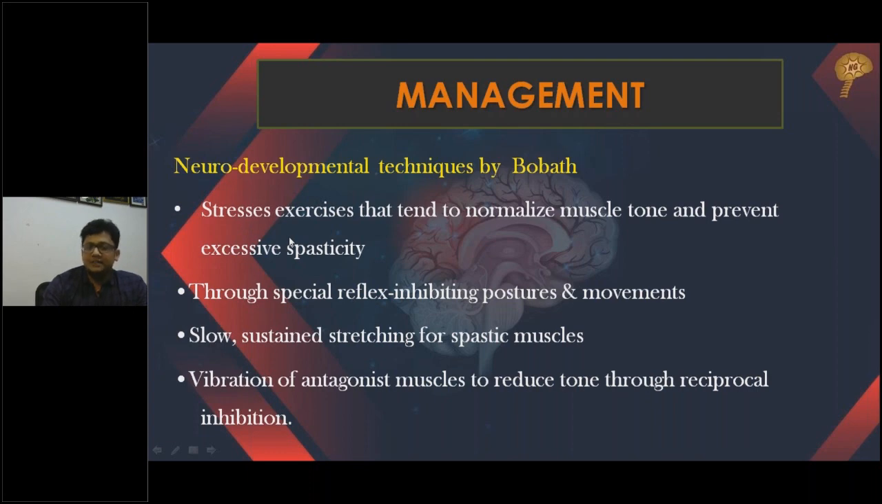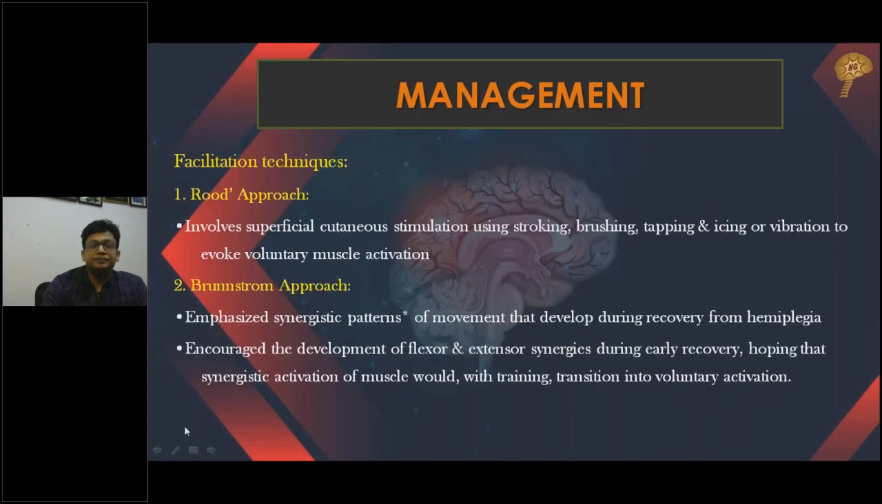It stresses exercises that tend to normalize the muscle tone and prevent excessive spasticity, through spatial reflex inhibiting postures and movements, slow sustained stretching for spastic muscles, and vibration of antagonist muscles to reduce tone through reciprocal inhibition. Other techniques such as Rood's approach involve superficial cutaneous stimulation using stroking, brushing, tapping, and icing, or vibration to evoke voluntary muscle activation. So you give a superficial cutaneous stimulation to evoke a voluntary action.